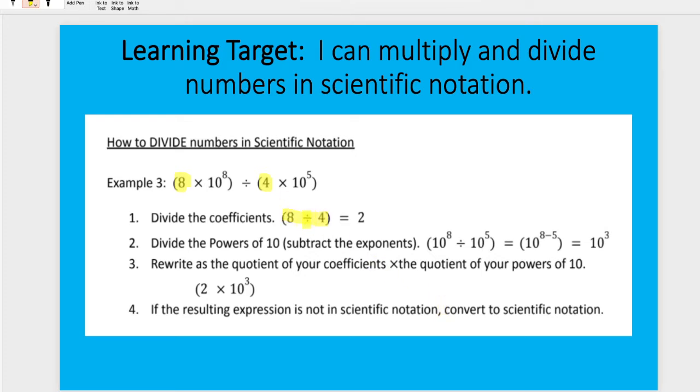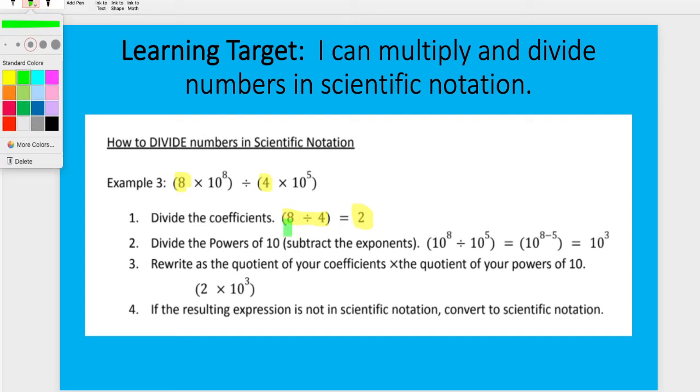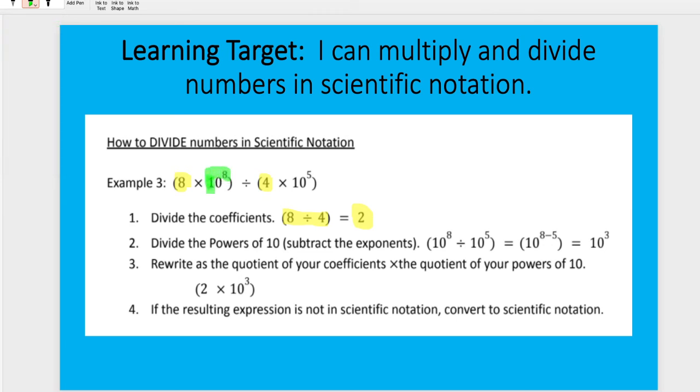So the 8 is the first one, divided by 4, which is the second one, and I get a quotient of 2. Then I'm going to divide the powers of 10. So the power of 10 in my first number is 10 to the 8th power, and my power of 10 in the second number that I'm dividing by is 10 to the 5th power.